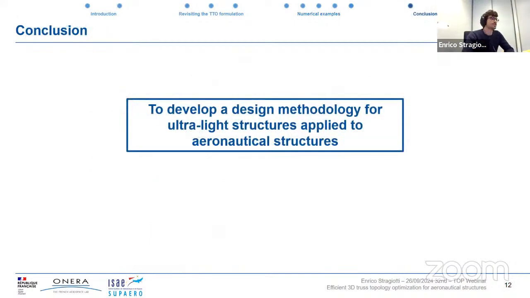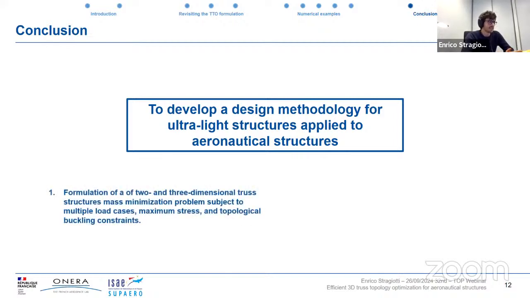So to conclude this short speech, the main objective of this work that we accomplished was to develop a design methodology for ultralight structures that was applied to aeronautical structures. And we did it by first formulating a 2- and 3-dimensional truss structure mass minimization problem that was subject to multiple mechanical constraints, such as maximum stress, buckling constraints, and minimum slenderness. We also take into account multiple load cases.